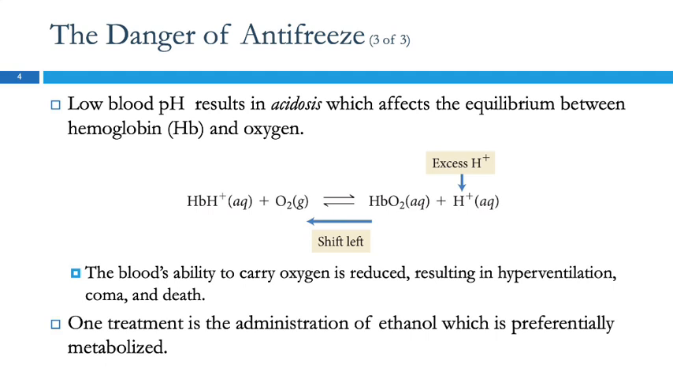So, an interesting treatment for antifreeze poisoning or ethylene glycol poisoning is the administration of ethanol. So give your dog vodka or beer or something, because your body preferentially metabolizes ethanol over the ethylene glycol, and so that will keep your body busy while you get rid of the ethylene glycol.